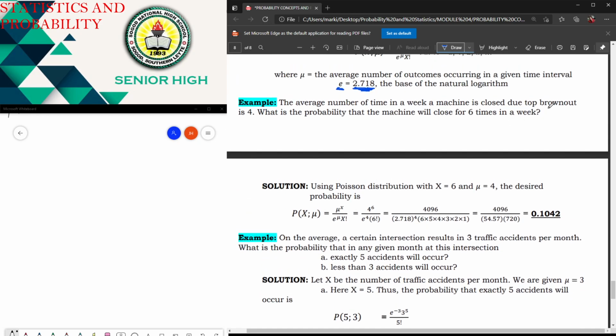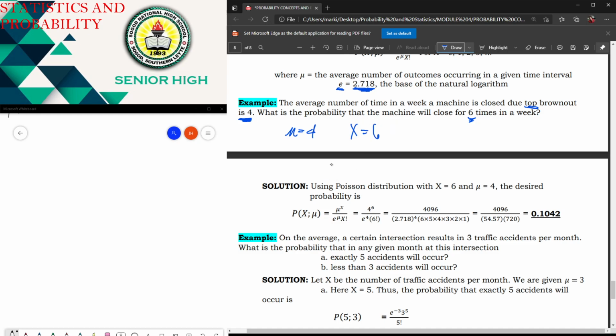So let's start with the example. The average number of times in a week that a machine is closed due to a brownout is 4. Meaning, we already have the given: the mean is 4. What is the probability that a machine will close 6 times in a week? So the number of times in a week is our capital letter X, which is 6.